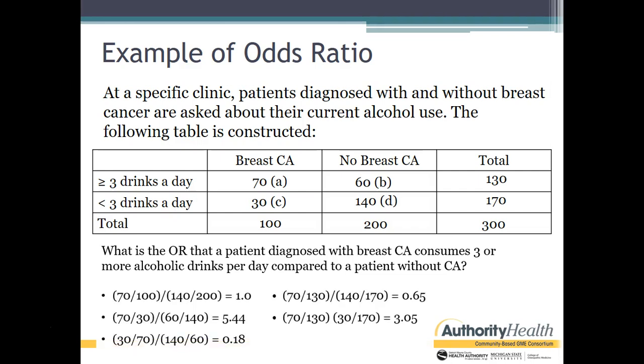And then here are your options. And we're going to look, and remember odds ratio is the cases over the controls. We have 70 over 30 over 60 over 140. And so in this case, there's our formula. For alcohol, the odds ratio would be 5.44 in this case.